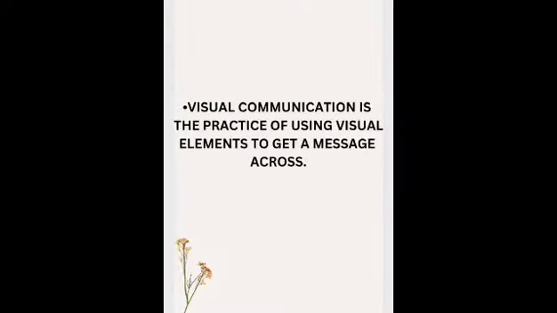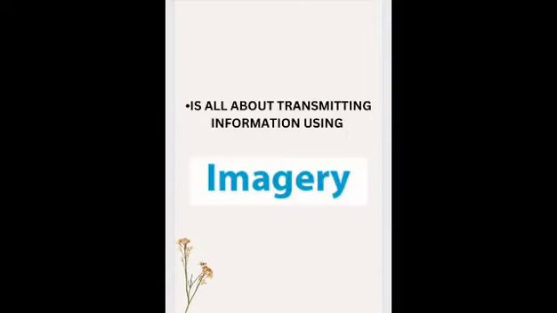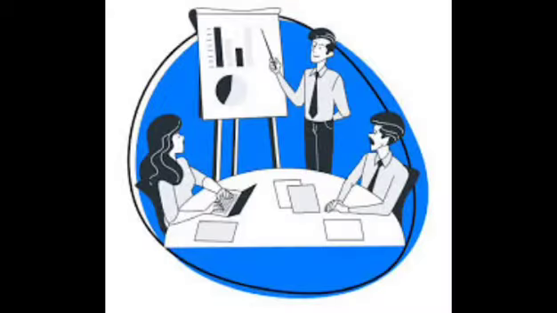What is visual communication? It's the practice of using visual elements to get a message across. It's all about transmitting information using imagery. This is when pictures, images, symbols, signs, and graphic designs are used to communicate information to others.